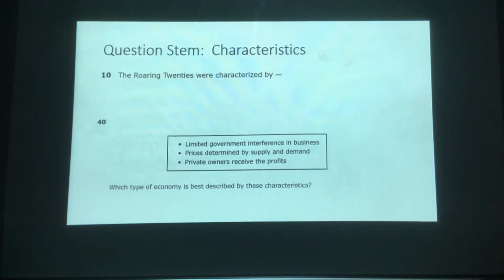So make sure you're using all of the context clues that you possibly can to help you answer each question. Use the information that the people who wrote the test give you, use the information that you know from what we've learned in class, and then make your best answer choices.